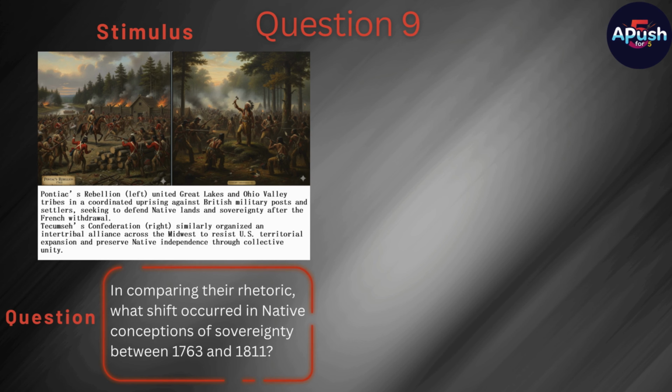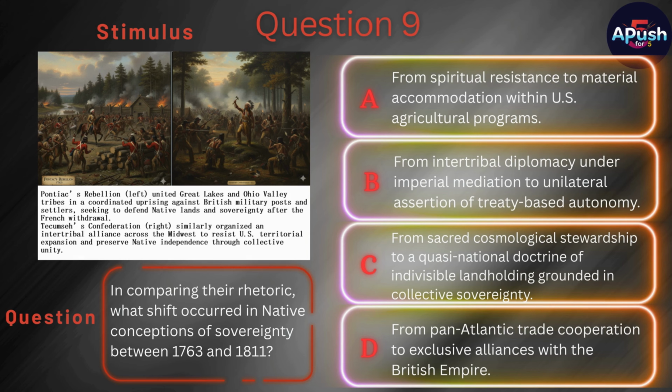Question. In comparing their rhetoric, what shift occurred in Native conceptions of sovereignty between 1763 and 1811? A. From spiritual resistance to material accommodation within U.S. agricultural programs. B. From intertribal diplomacy under imperial mediation to unilateral assertion of treaty-based autonomy. C. From sacred cosmological stewardship to a quasi-national doctrine of indivisible landholding grounded in collective sovereignty. D. From pan-Atlantic trade cooperation to exclusive alliances with the British Empire.